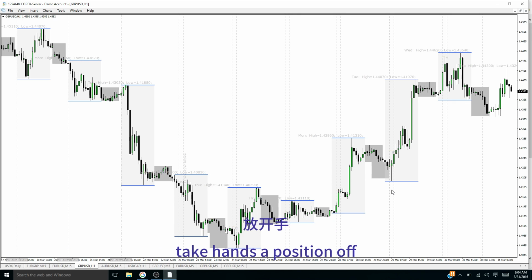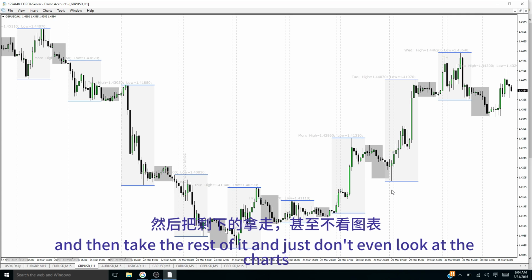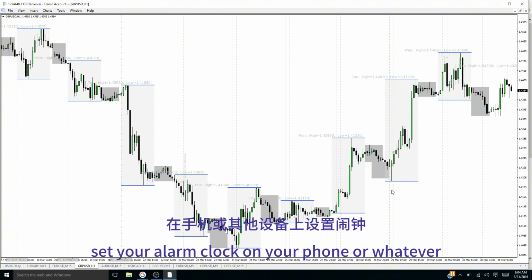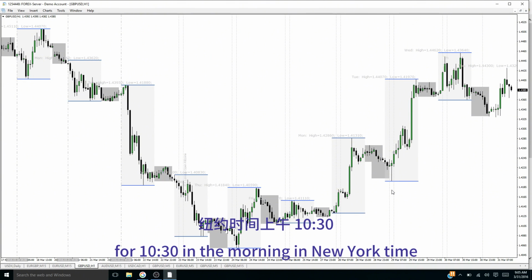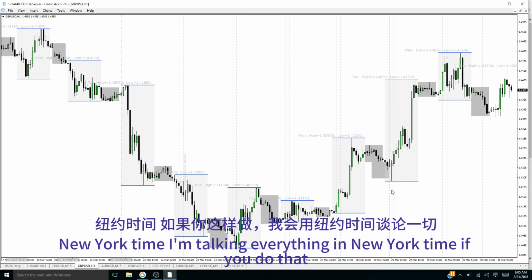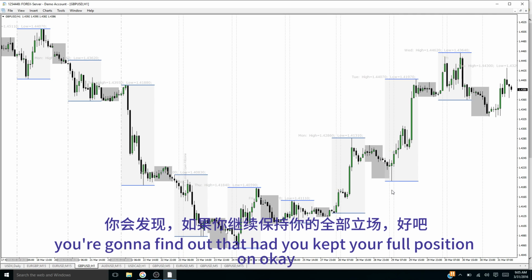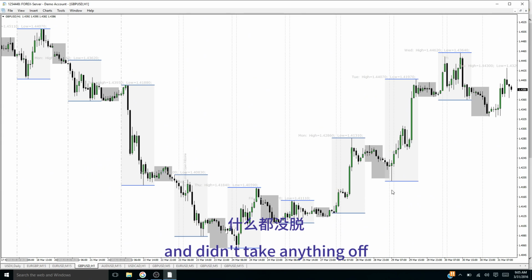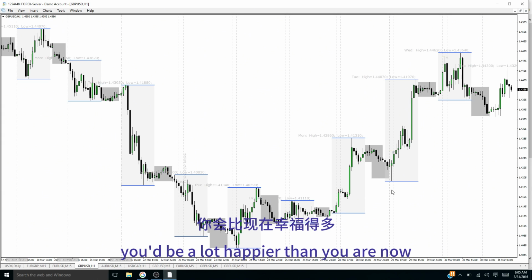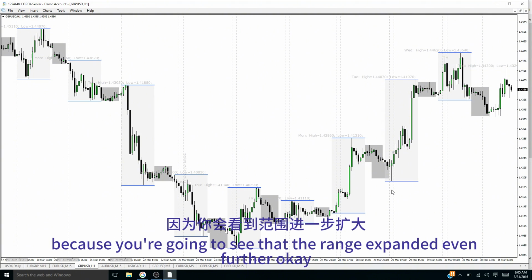If you feel that, take half the position off. Put your stop at break even, and then take the rest of it, and just don't even look at the charts. Set your alarm clock on your phone or whatever for 10:30 in the morning in New York time. New York time. I'm talking everything in New York time. If you do that, you come back to the charts, you're going to find out that had you kept your full position on, okay, and didn't take anything off, you'd be a lot happier than you are now, because you're going to see that the range expanded even further, okay?